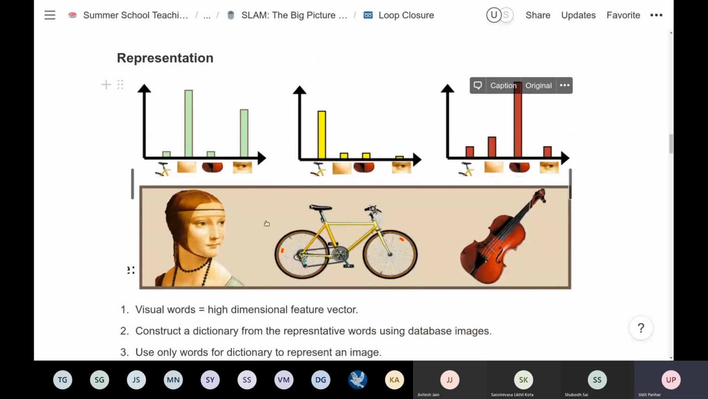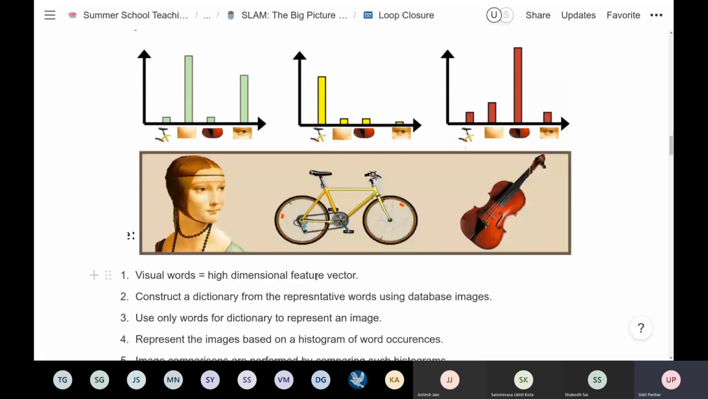Here, let's say we have three images, and these are the words present in our dictionary. Words, as I have said, are basically high dimension feature vectors. Let's say it is a 128 dimension feature vector if you are using a SIFT feature detector, and those words are fixed in your dictionary. Your dictionary is basically a collection of visual words, all these 128 dimension feature vectors, which you will use to say which words are present in your image.